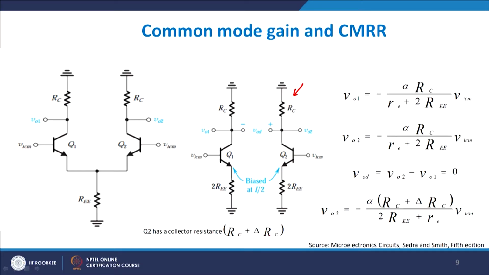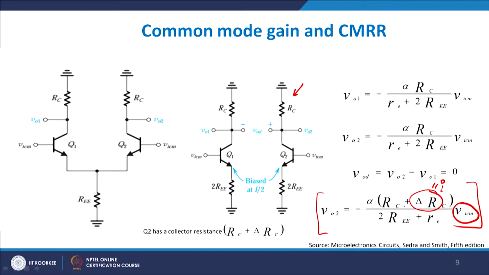Now under the criterion that you do have a change, let us suppose that one of the arms, RC, changes by delta RC. Then I can safely write, you can do it yourself, VO2 is given by minus alpha times (RC plus delta RC) upon (2 REE plus RE) into VICM. VICM is nothing but the input common mode voltage, right. I am not giving a differential voltage now. So in the presence of an input common mode voltage my output voltage VOC comes out to be this.